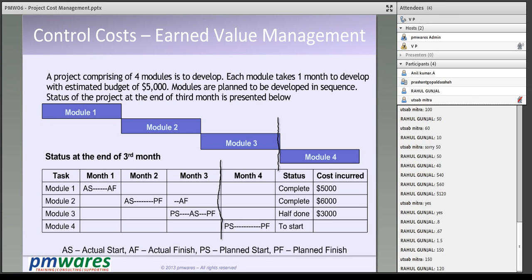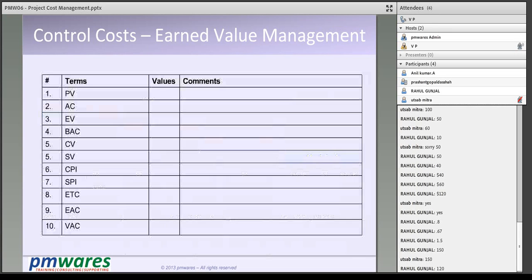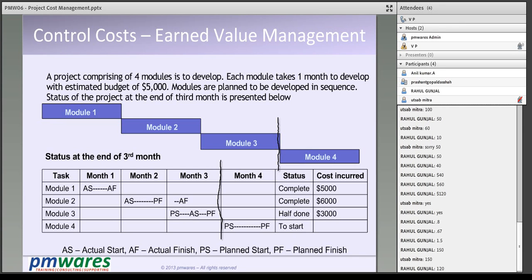We need to calculate all the parameters of EVM. I can keep this in front of you and you calculate, or you can look in your handouts. I think the first one will be better, because you can calculate on this. So you need to calculate PV, EV, AC, SV, CV, CPI, SPI, DAC, EAC, ETC, VAC.